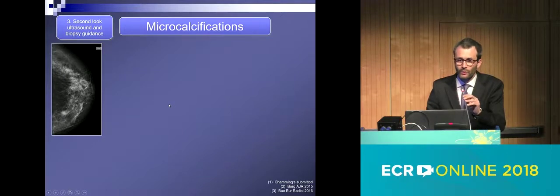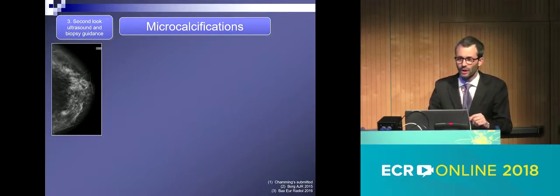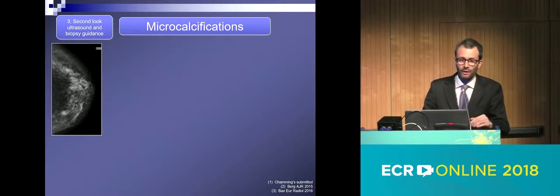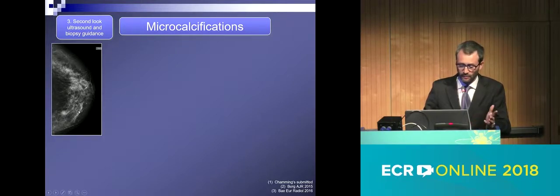This is also true for microcalcification. You know that when we find calcification on mammogram, we can try to find them on ultrasound because it provides additional information, and if you can biopsy it under ultrasound, it's a little bit faster than under stereotactic guidance. And so this patient came for microcalcification.